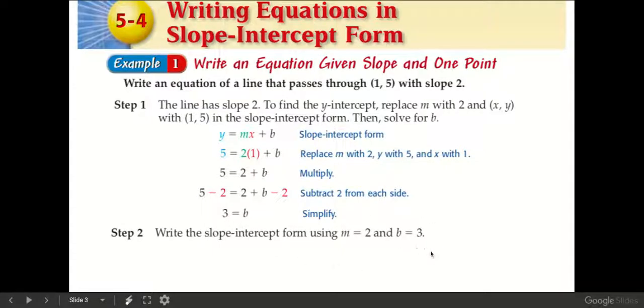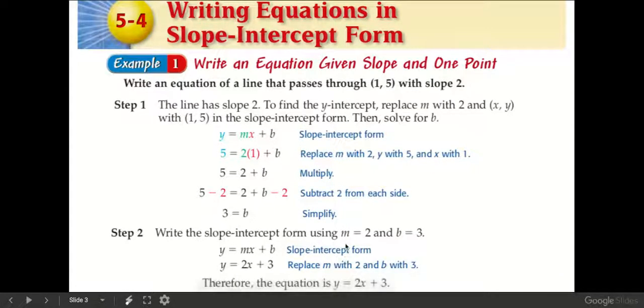So now, just like in our other problems, all I have to do is put the m and the b in, the slope and the y-intercept. If I put those in, my equation is going to be y = 2x + 3. I can't simplify it any further, so that would be my final answer.